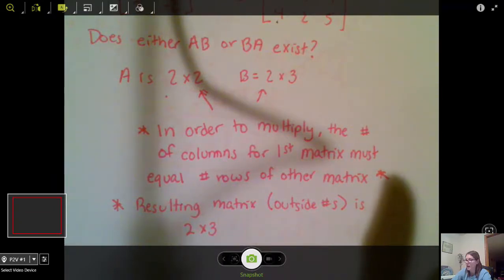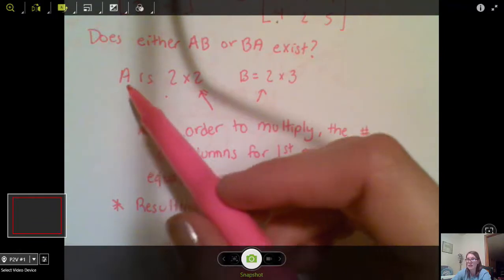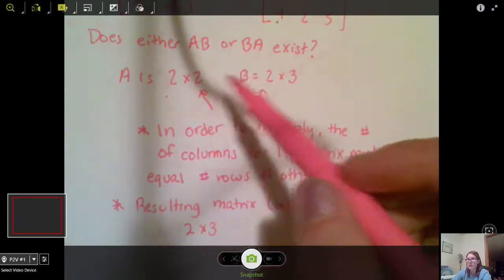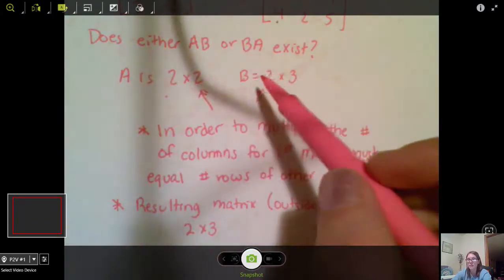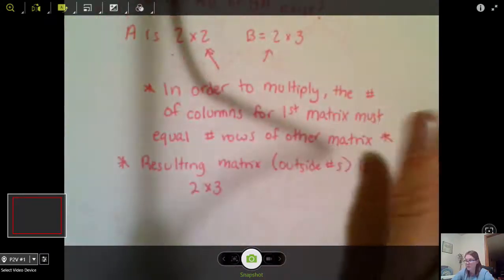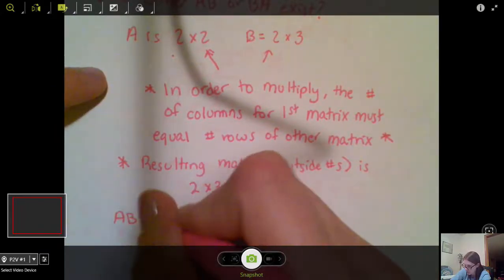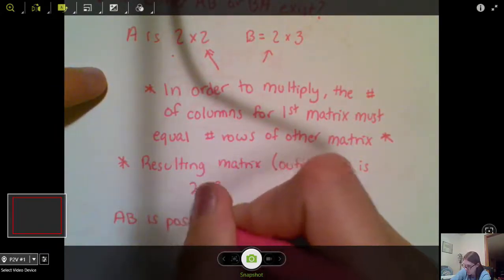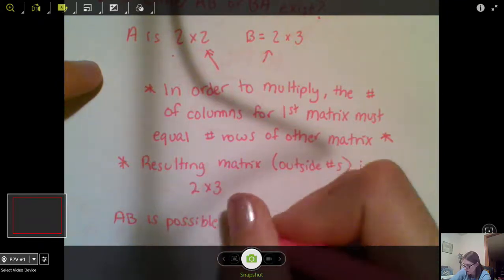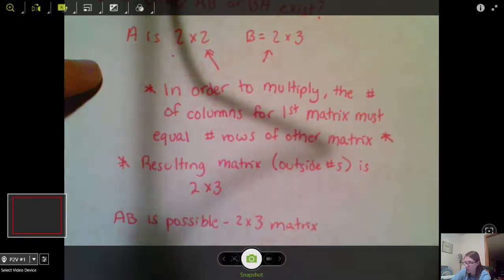All right. Now, I originally wrote this out as A first and then B. The fact that these inside numbers are the same tells us that AB does exist. I'll write that out here.